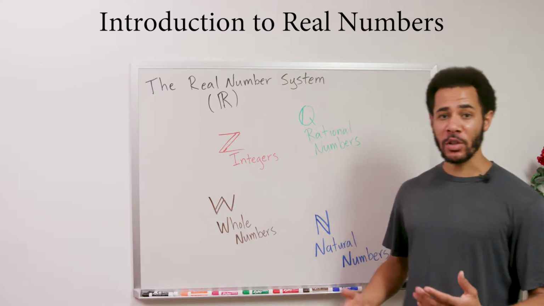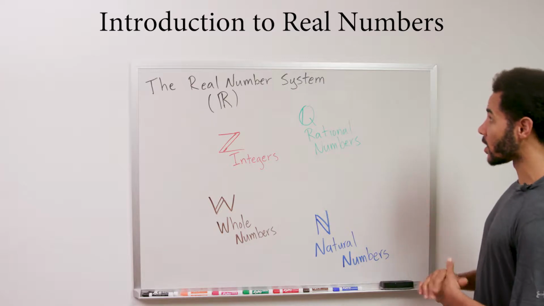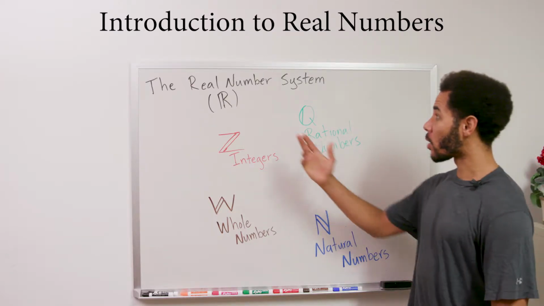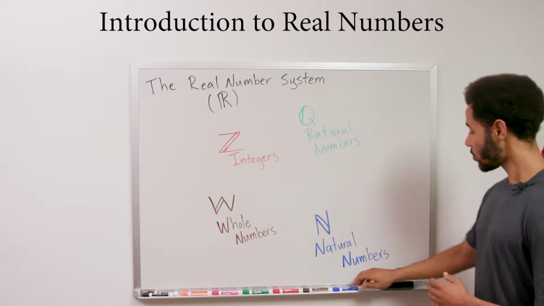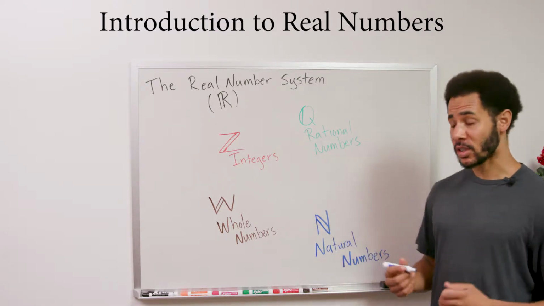As you move out of elementary arithmetic into the abstractions of Algebra 1, you're going to want to know about the different sets of real numbers and understand why we use a real number system. First in the set of real numbers are natural numbers. These are our basic counting numbers.